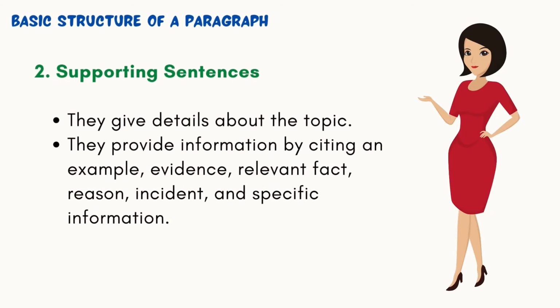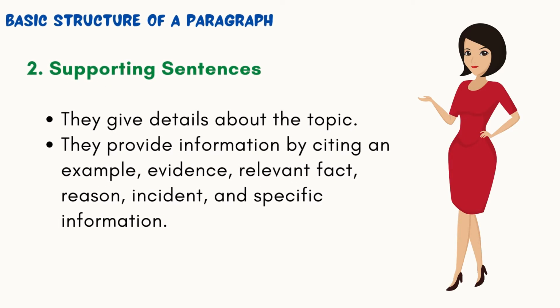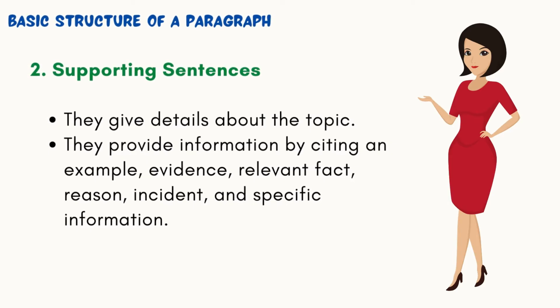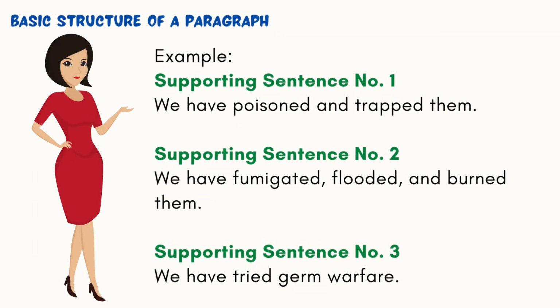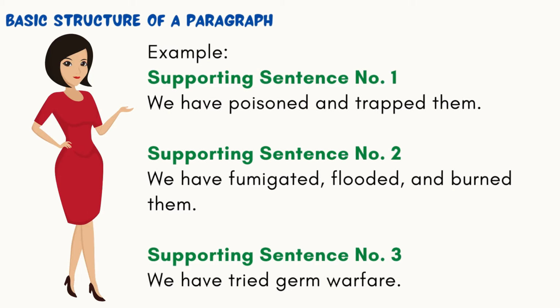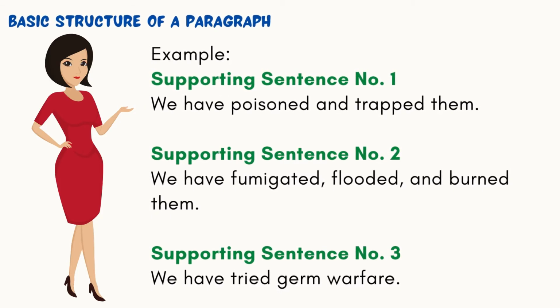Second basic structure of a paragraph is the supporting sentences. They give details about the topic. They provide information by citing an example, evidence, relevant fact, reason, incident, and specific information. Example: supporting sentence number 1. We have poisoned and trapped them. Supporting sentence number 2. We have fumigated, flooded, and burned them. And supporting sentence number 3. We have tried germ warfare.